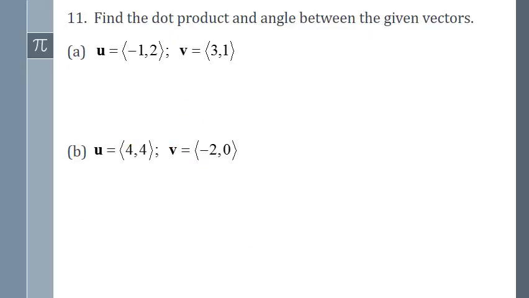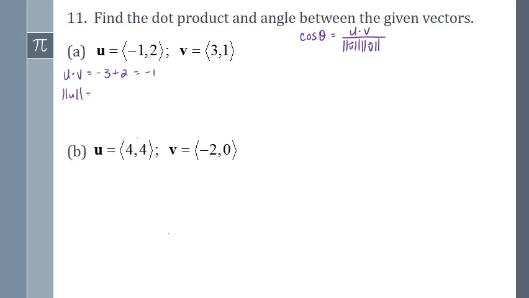11, find the dot product and angle between the vectors. So dot product we already talked about. Angle between, remember we use the formula cosine theta is equal to the dot product over the product of the magnitudes. So for A, we're going to find the dot product, which is going to be negative 3 plus 2, which is negative 1.